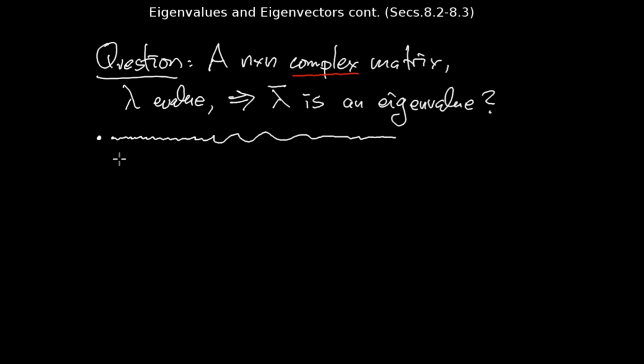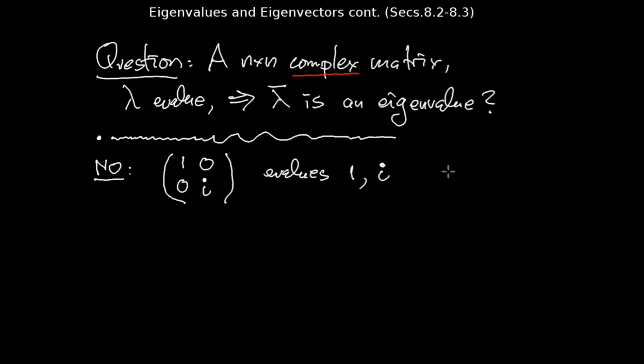So what did you get? The answer is obviously no. I'm sure you all concluded that. Why is that? Well, let's just do an example. Let's write down a 2 by 2 complex matrix which doesn't satisfy this. So, for example, take it to be a diagonal matrix with 1 and i on the diagonal. The eigenvalues are obviously 1 and i, and minus i is not an eigenvalue.